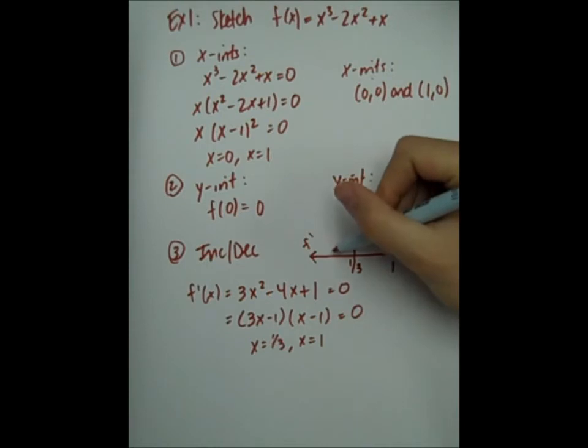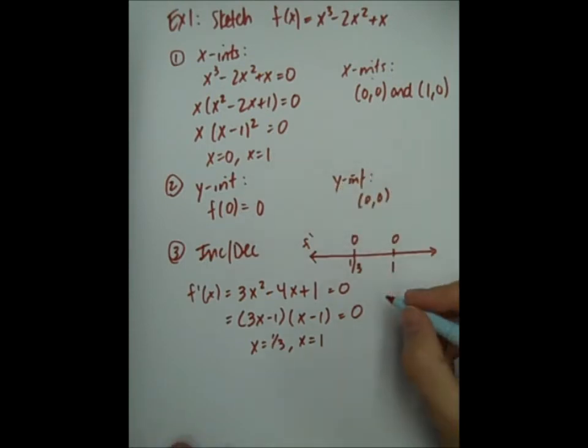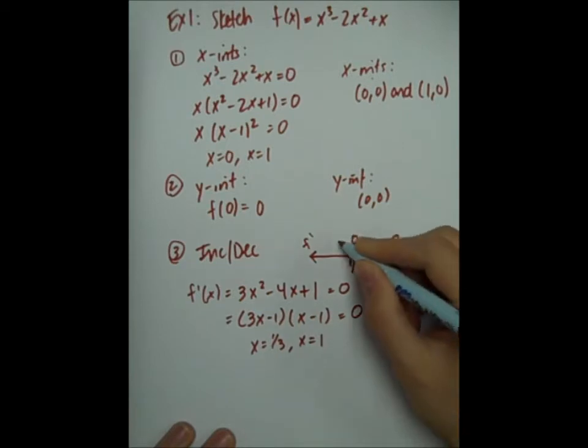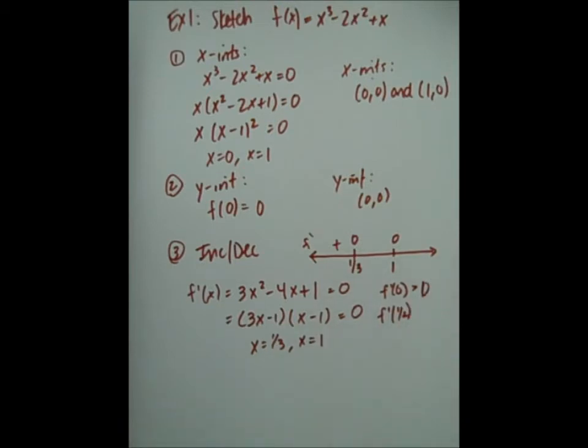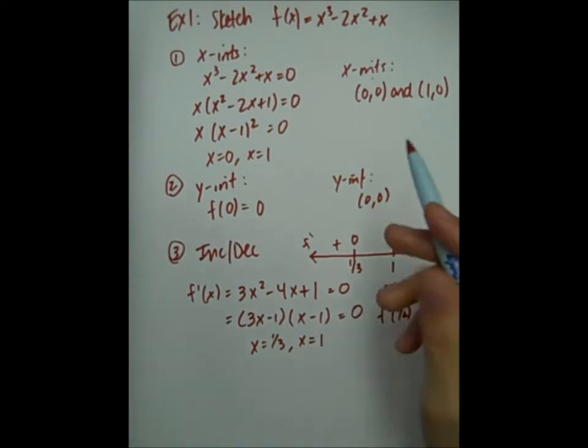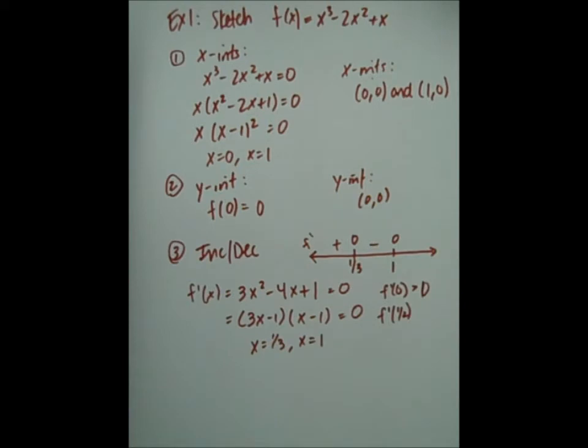So something to the left of 1/3, maybe 0. f prime of 0 is positive. Now something between 1/3 and 1, maybe 1/2. So let's see, if I plug in 1/2, I'm going to get 3 times 1/2 squared minus 4 times 1/2 plus 1, which is going to give me something that's negative. So if you plug in 1/2, you're going to get something that's negative.